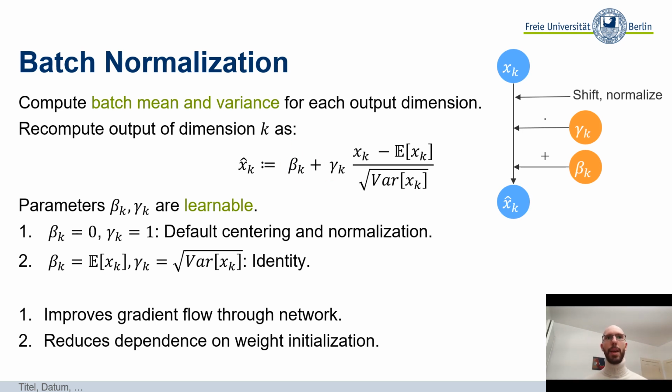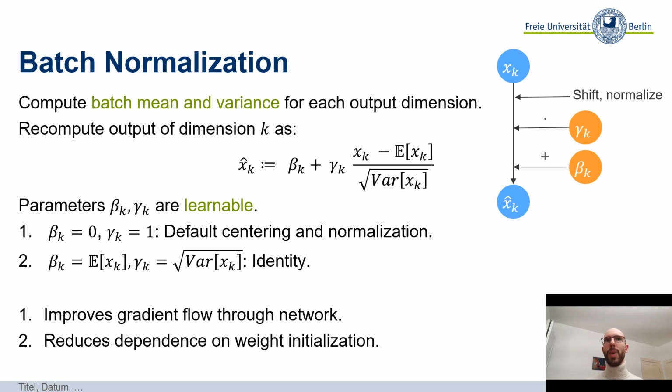Okay, so what is the idea behind these two parameters? Normally, when we normalize our input, we only do this part without the gamma and the beta. And the idea of the beta and the gamma is to be able to go between two extremes of operation. So the first extreme would be to just have default centering and normalization. So this would be for gamma k equals 1 and beta k equals 0.